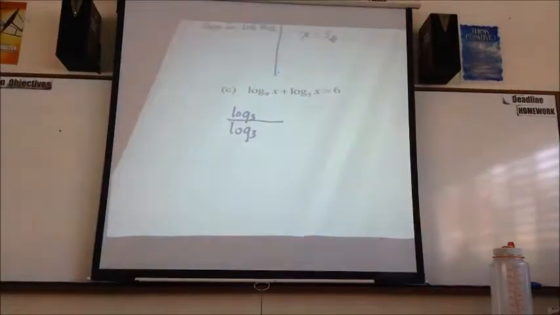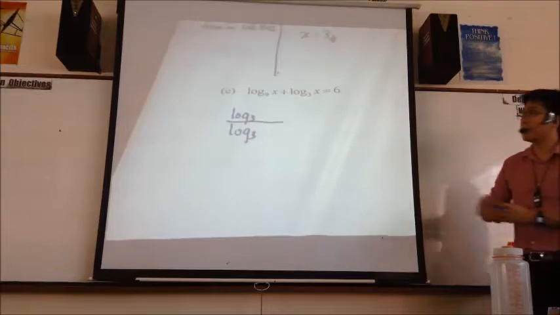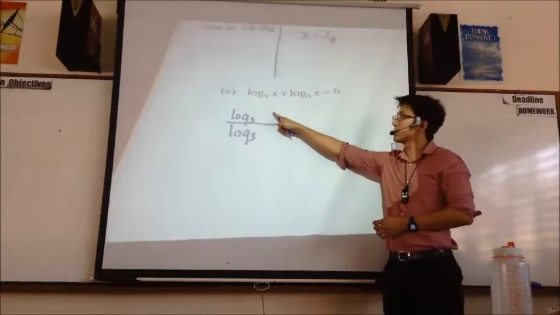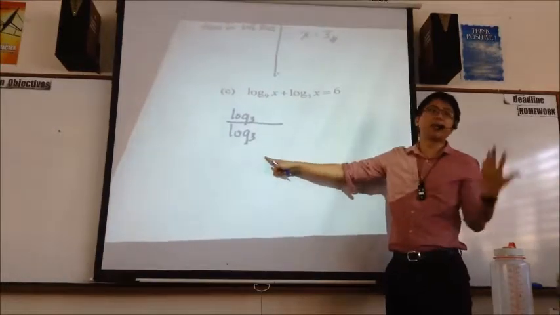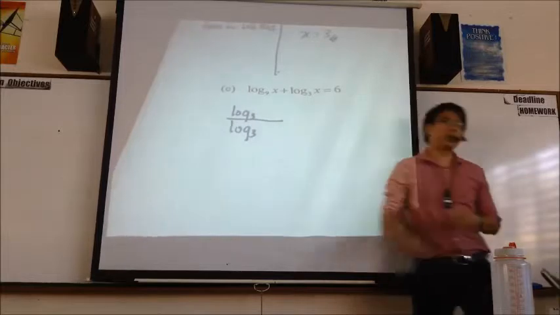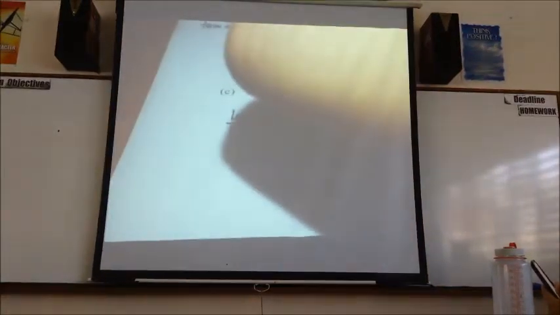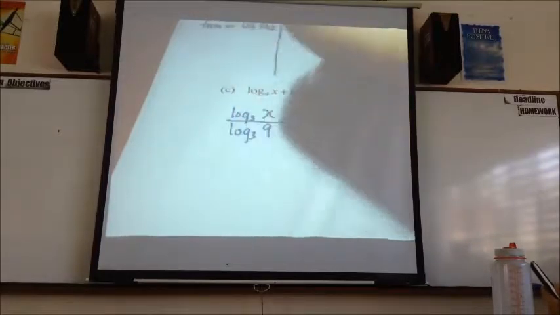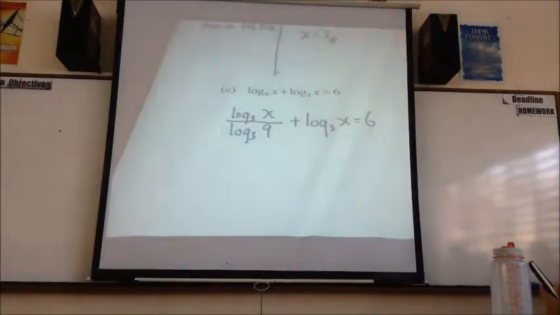After I write the new log base, then I start to think, which one do I put on top? X. The number is on top, the old base is below. I remember it like that: number on top, old base as denominator. So then I write 9. This is log x plus log 3x equals 6.